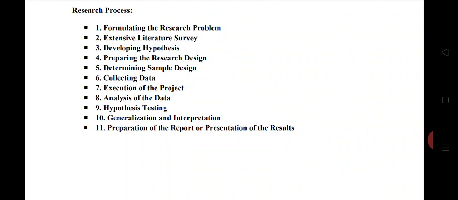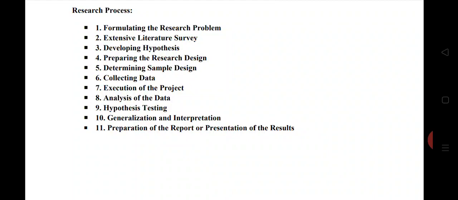Number 4, prepare the research design. You have to prepare a complete research design in which you would decide your sample, your data collection technique, your research method beforehand, before conducting the study, before starting your research study. Number 5, determining sample design. You have to decide beforehand what type of sampling technique you would use for conducting the study, and what type of sample you need according to the nature of your research or research questions.